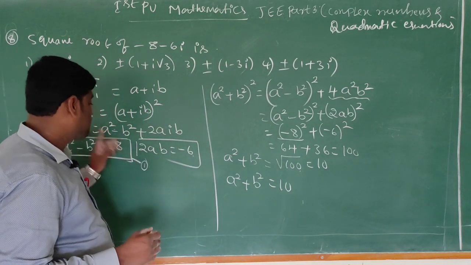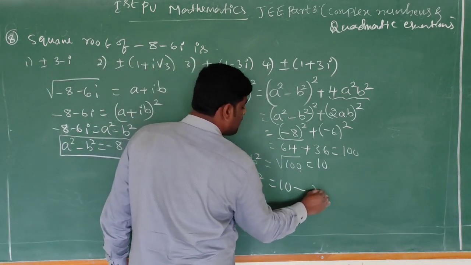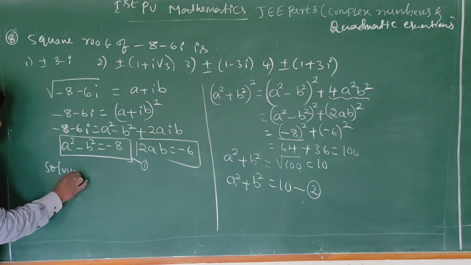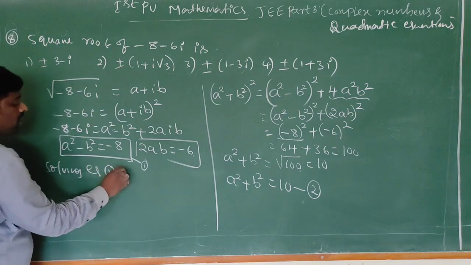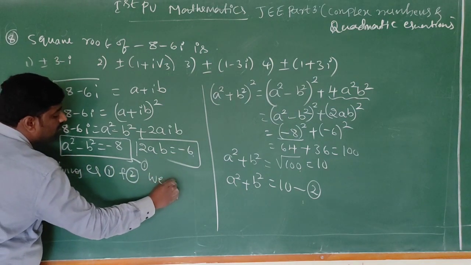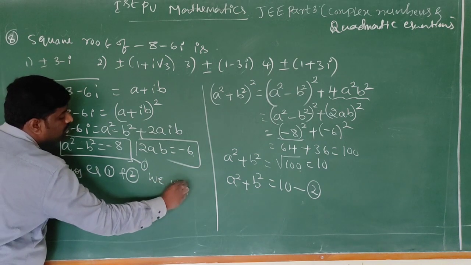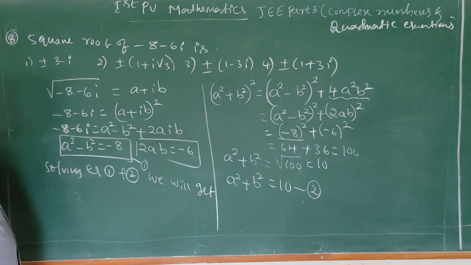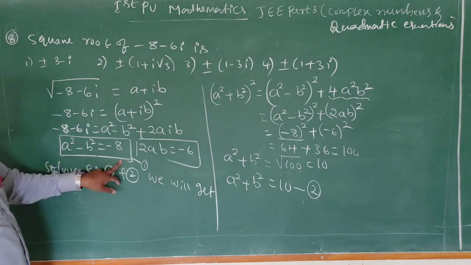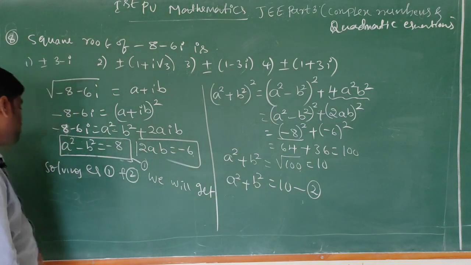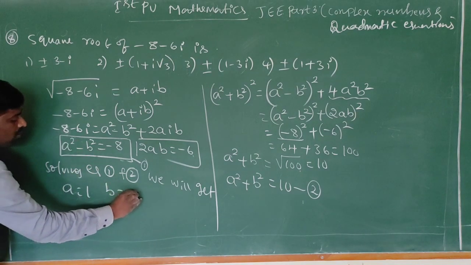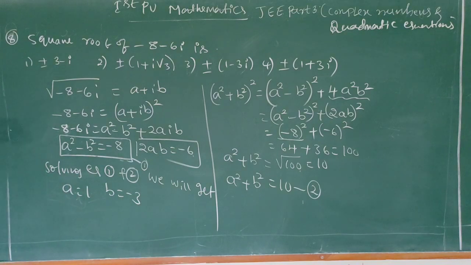a square plus b square is equal to 10, and a square minus b square is equal to minus 8. This is equation 2. Solving equation 1 and 2, these two are simultaneous equations. You are familiar with simultaneous equations, you already learnt them in 9th class. a square minus b square is equal to minus 8, a square plus b square is equal to 10. On solving equation 1 and 2, you will get a is equal to 1, b is equal to minus 3.